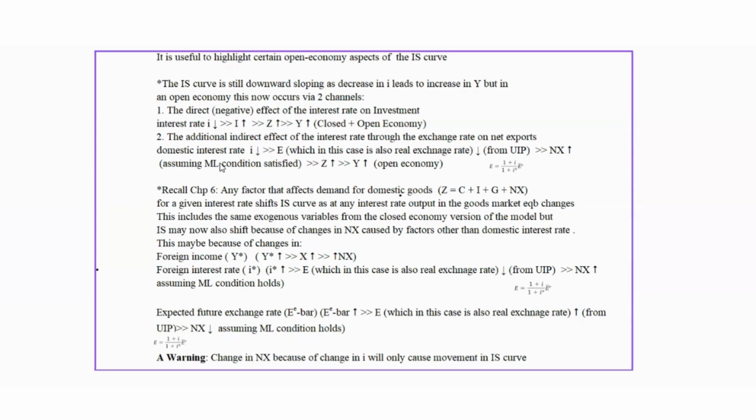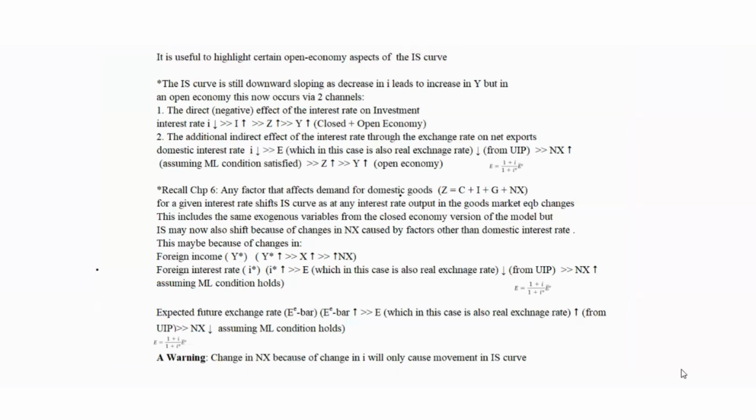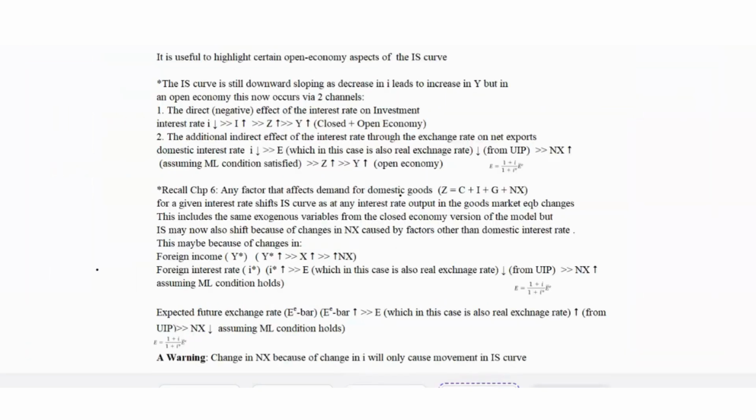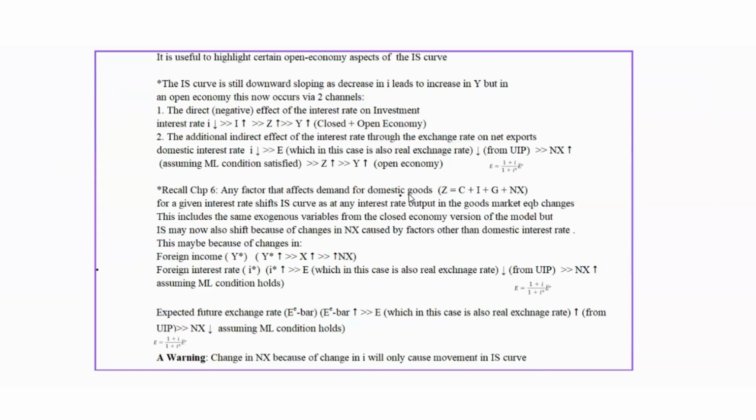But now in an open economy, we have an additional indirect effect of the interest rate through the exchange rate on net exports. Because when the interest rate goes down, E, which represents both the real and the nominal exchange rate in this case, given the assumptions that we made, if we go back to them quickly, real exchange rate is equal to nominal exchange rate, right? So when the domestic interest rate goes down, your exchange rate goes down from the UIP. This is the UIP that we derived in chapter 19. We just solved it for E, your nominal exchange rate. So from the UIP condition, you can see when the interest rate goes down, the exchange rate goes down. And when the exchange rate goes down, the net exports increase, assuming the Marshall-Lerner condition is satisfied, which we are assuming it is.